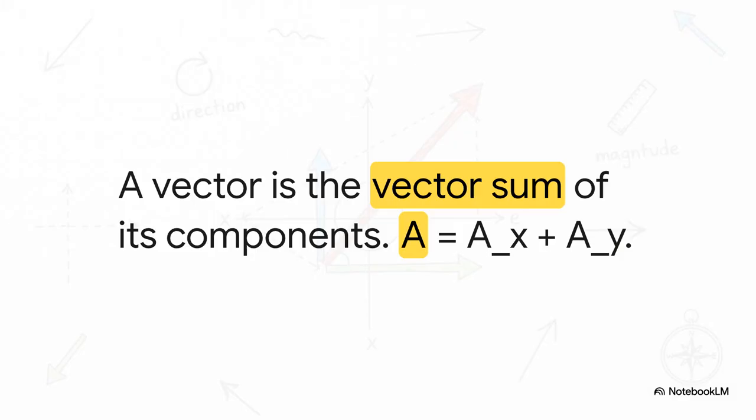And this is really the core idea, laid out perfectly right here. The total trip, vector A, is just what you get when you add its east-west part, A sub x, to its north-south part, A sub y. It's exactly like our 40 kilometers east plus 30 kilometers north example. The math is just a clean, simple way of saying the exact same thing.